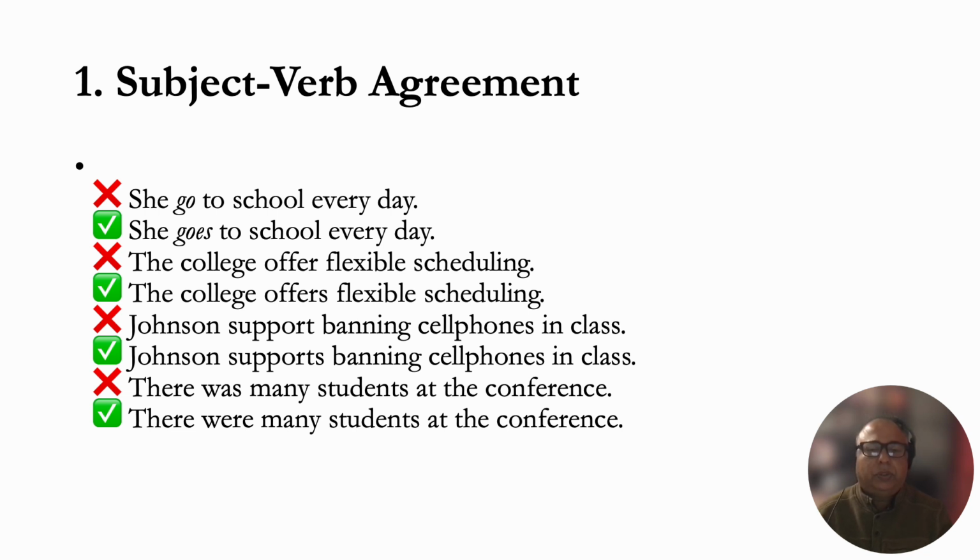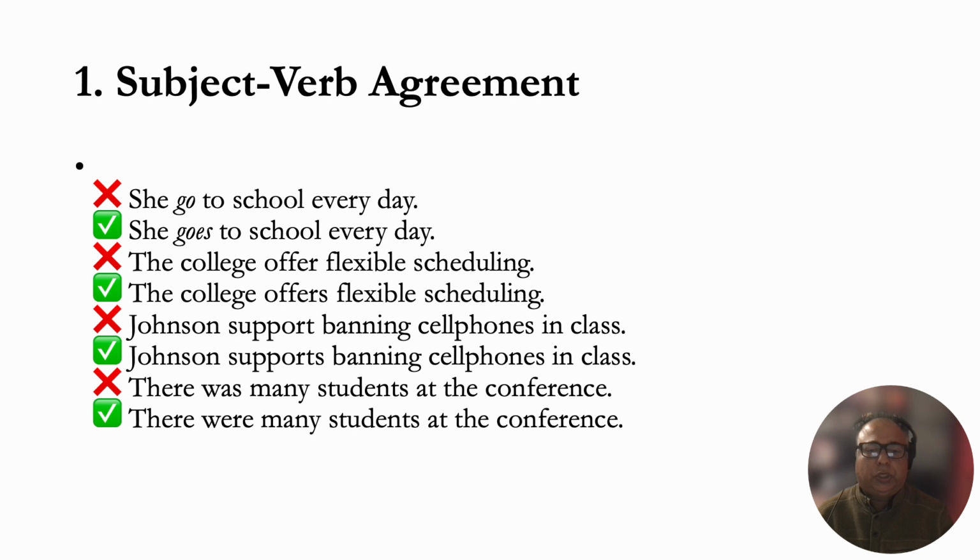For example, she go to school every day. And the red X there means the sentence is ungrammatical. And the green check mark means the sentence is correct. It's grammatically correct. So I will not go over each and every example for you just to study by yourself. I will explain maybe the first example and then you can do the rest by yourself.